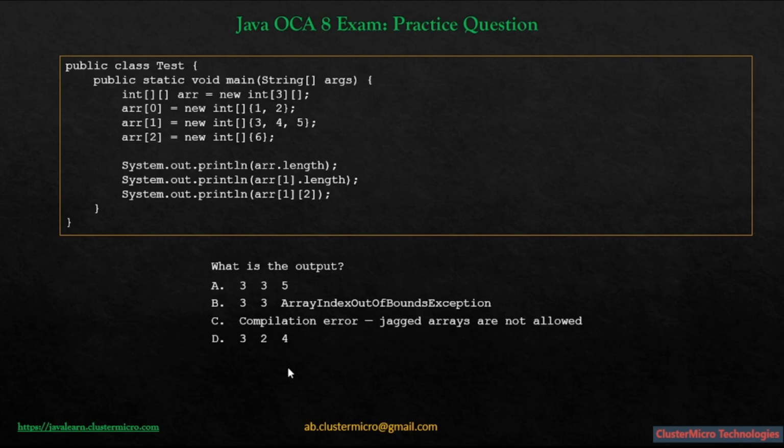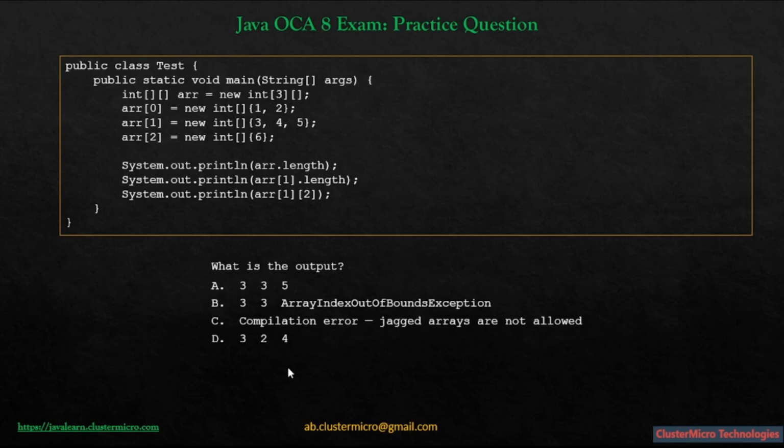So we have int[][] arr = new int[3][]; then arr[0] = new int[2]; arr[1] = new int[]{3, 4, 5}; arr[2] = new int[]{6}. Then System.out.println(arr.length), System.out.println(arr[1].length) and System.out.println(arr[1][2]). So what's the answer?